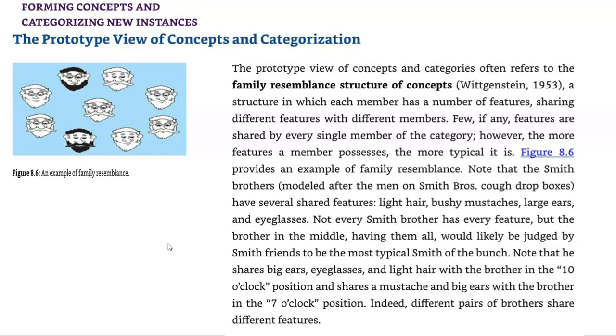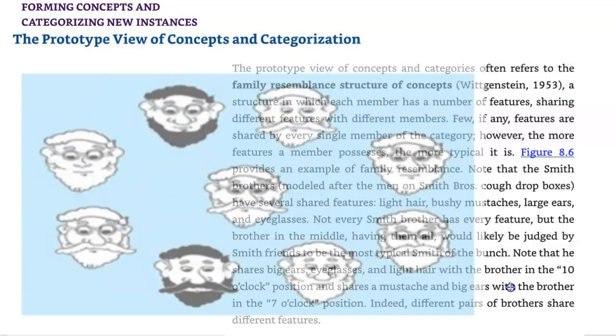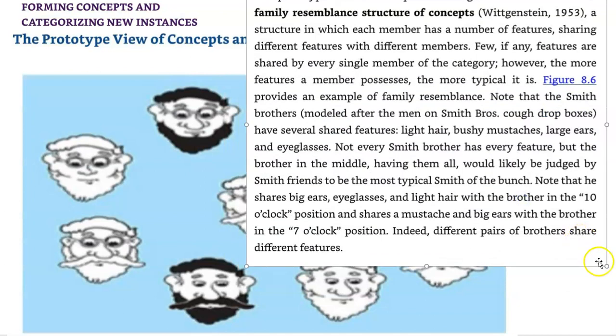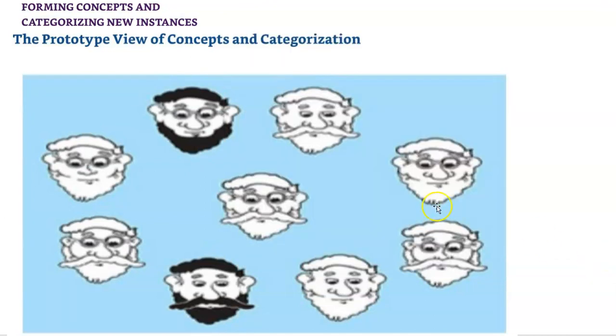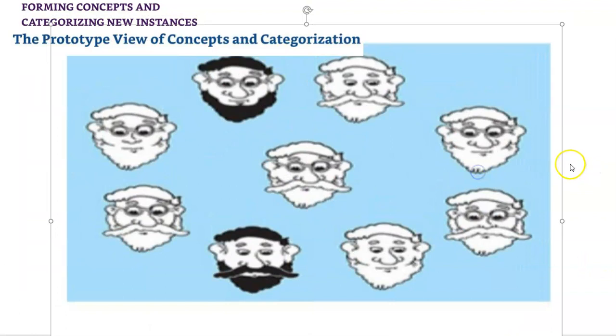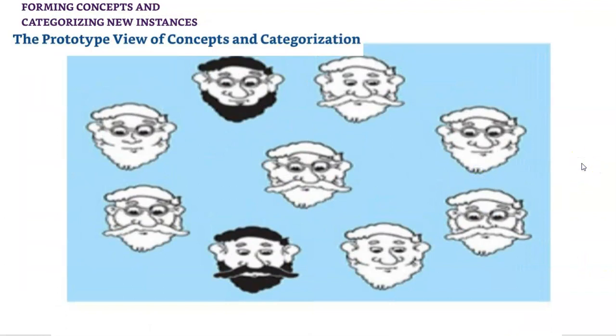Notice that he shares the big ears, everything, with the brother in the 10 o'clock position, and shares a mustache and big ears with the brother at the 7 o'clock. Different pairs of brothers share different features. So I might describe the guy in the middle as the most prototypical brother. He's the one that is most, I guess you could say, representative of these Smith brothers.